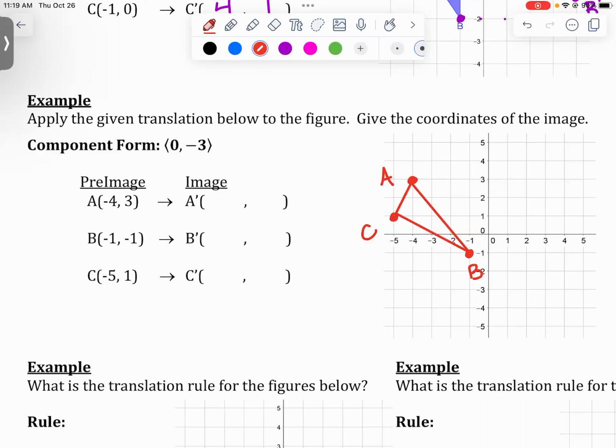Okay, here we go. I have given you the vector 0, -3. What does that mean? We're going to map our coordinates where the X doesn't change, but our Y's need to go down 3. So I'm going to take literally all of these and go down 3, down 3, down 3. Boom, there is my new triangle.